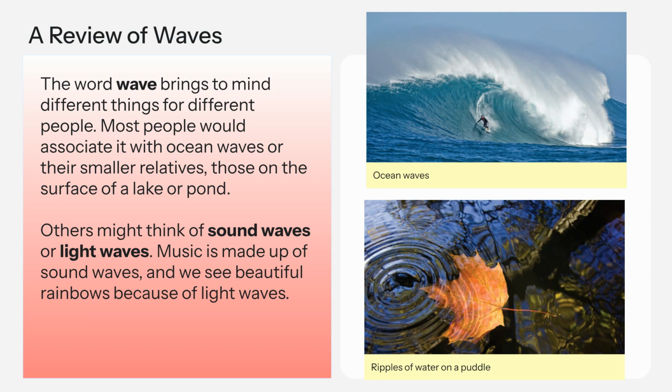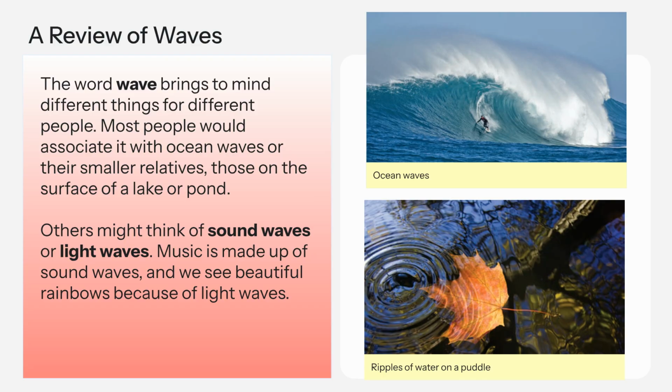When people hear the word wave, they often picture ocean waves or ripples on water. These are common and easy to see examples. Others may think of sound waves or even light waves. Music exists because of sound waves, and rainbows form because of light waves. Although these waves look very different, they all involve repeating motion that carries energy. This helps us connect everyday experiences to physics concepts.